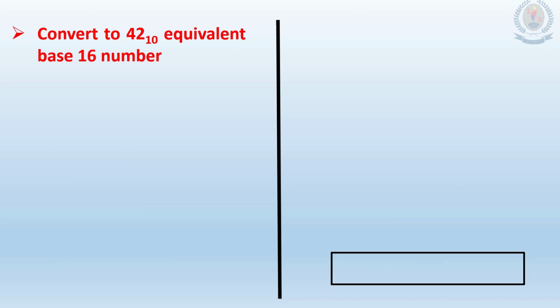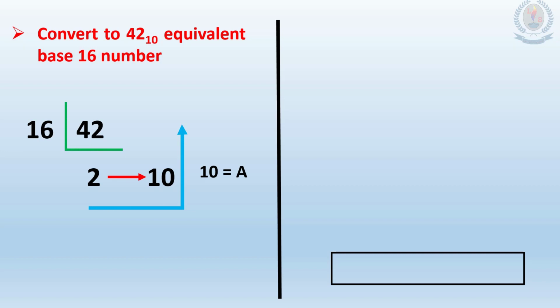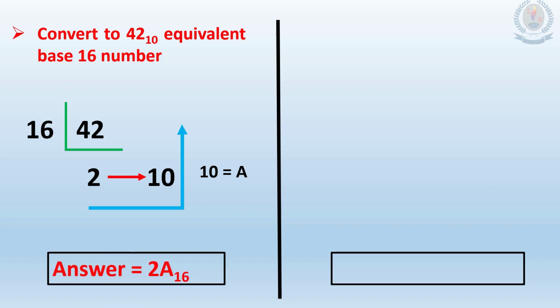And then convert the number 42 in decimal to its hexadecimal number. So again you are dividing the number by 16. Then you get 2 and the remainder is 10. Now you know 10 is A. So the answer is 2A.